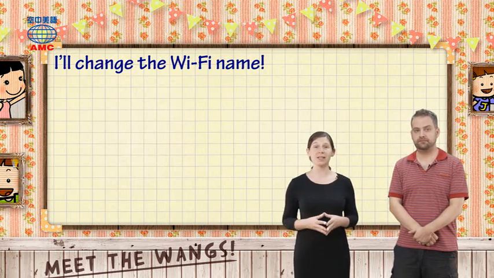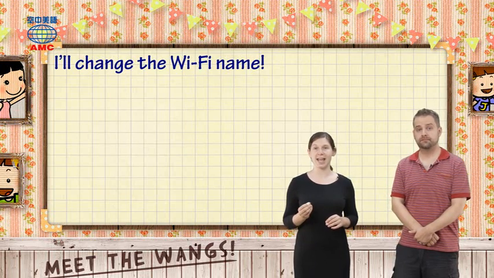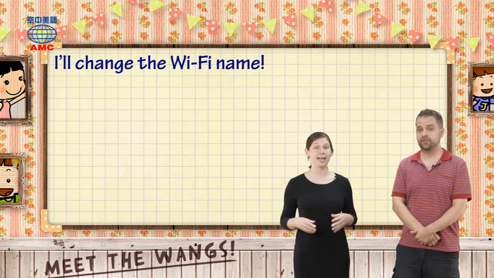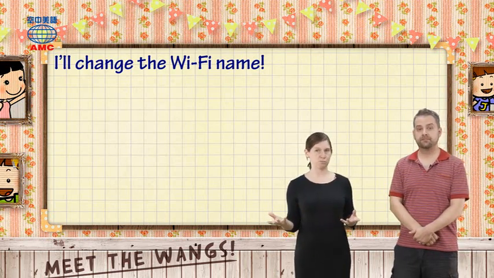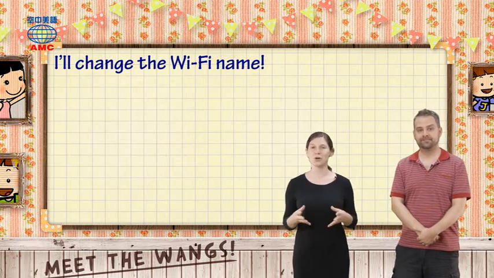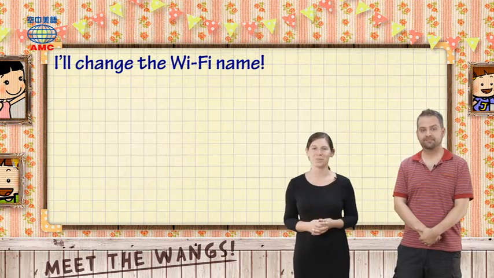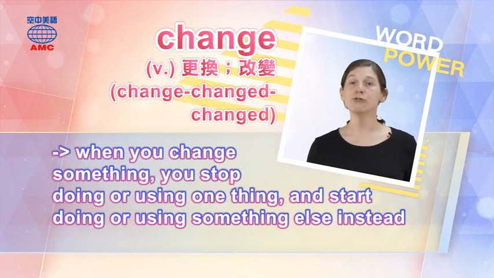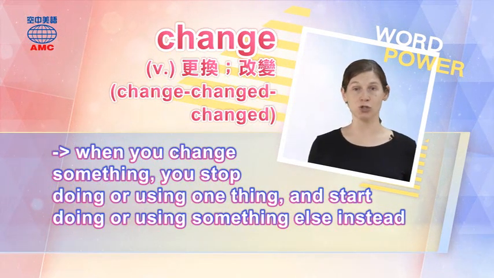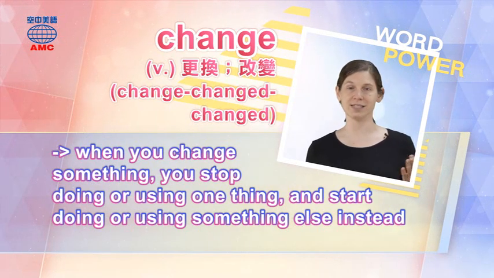Change is a verb. It's spelled C-H-A-N-G-E, change. In the past tense, we can say changed, and in past or present perfect, we can also say changed. Let's find out more about the verb change right now. When you change something, you stop doing or using one thing and start doing or using something else instead.